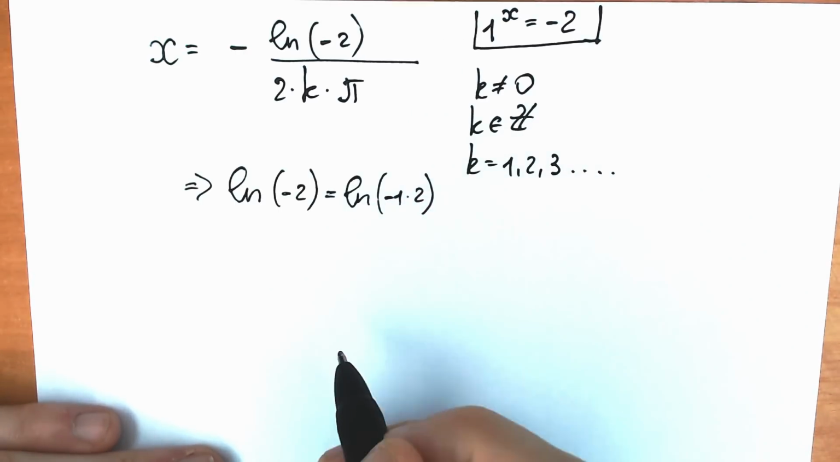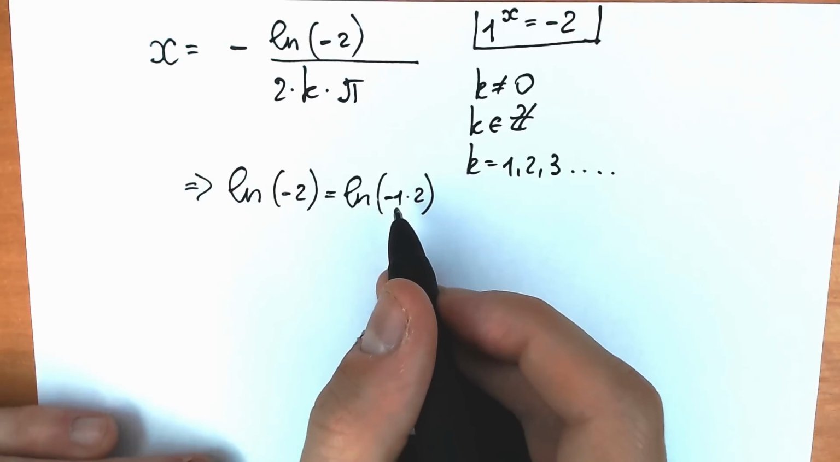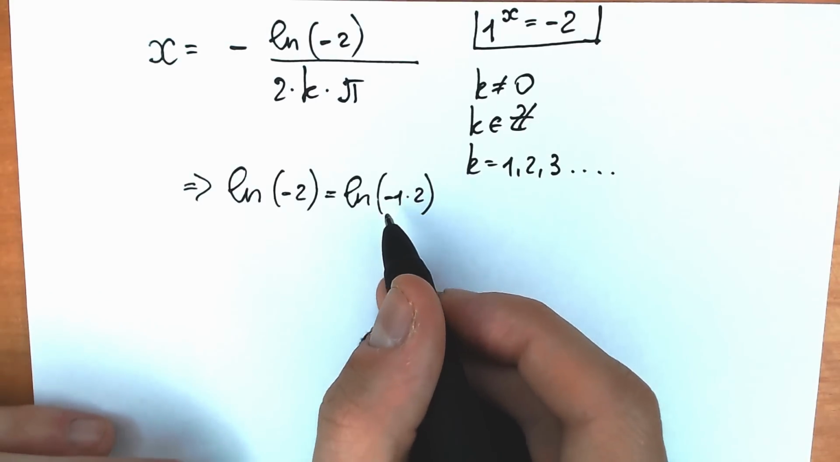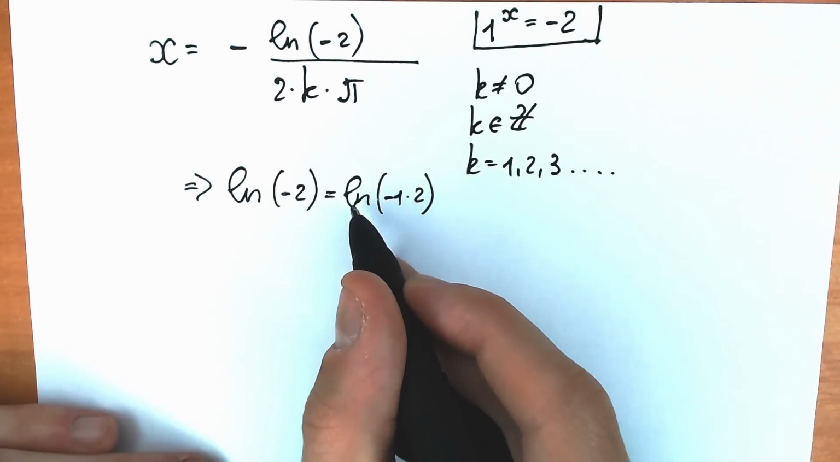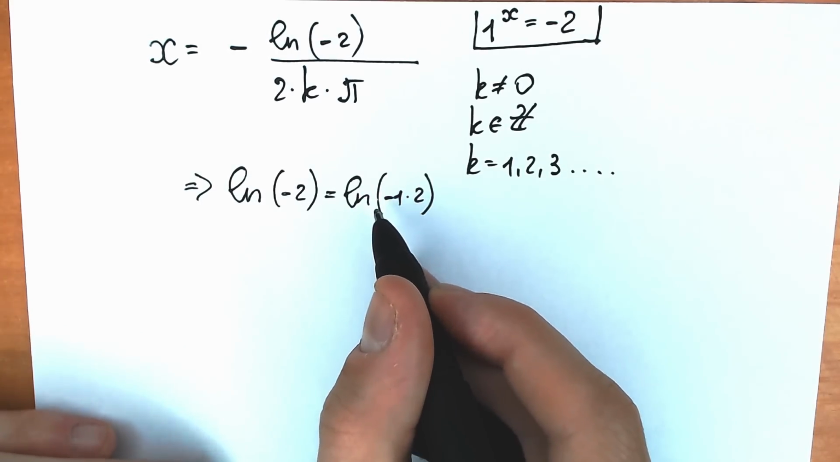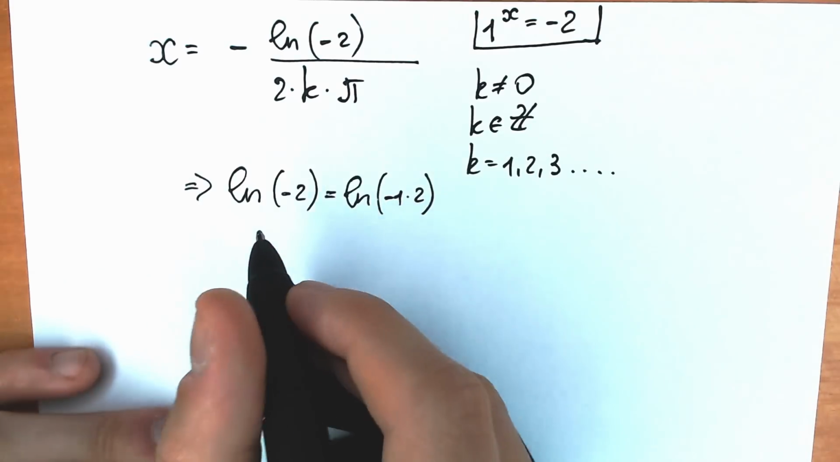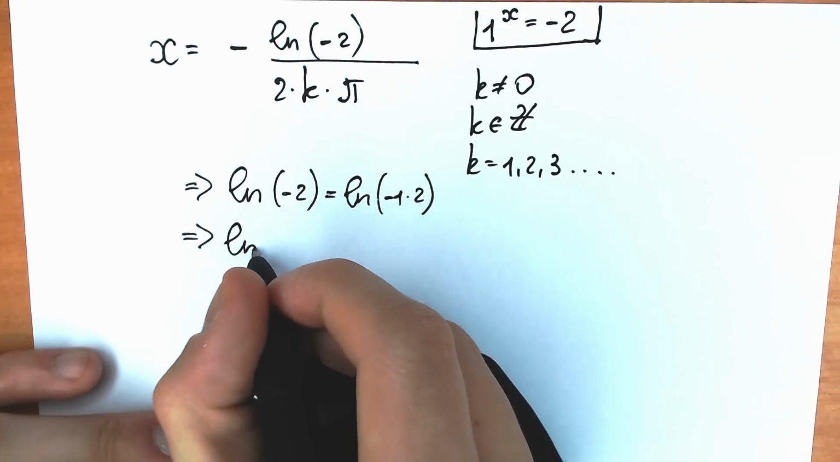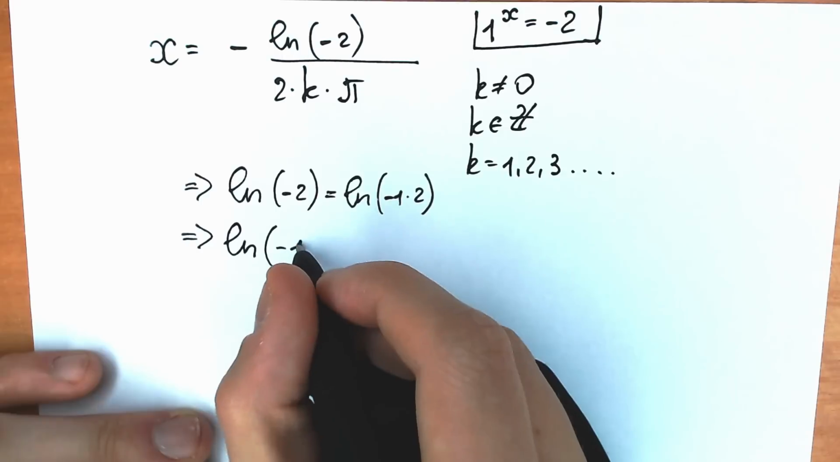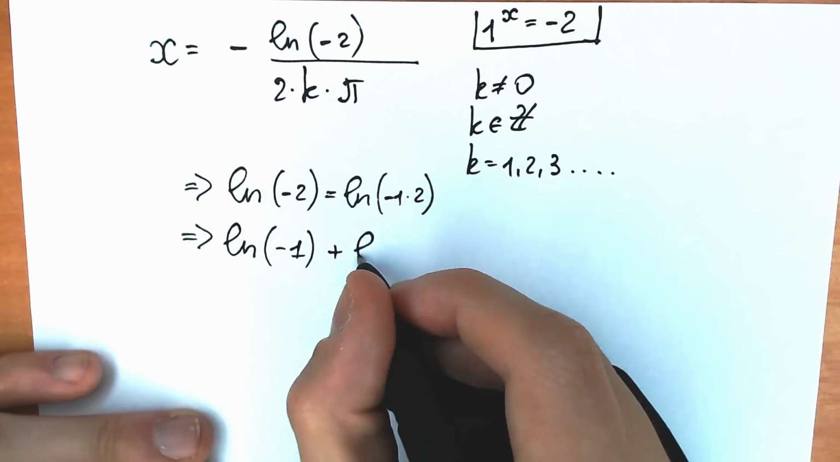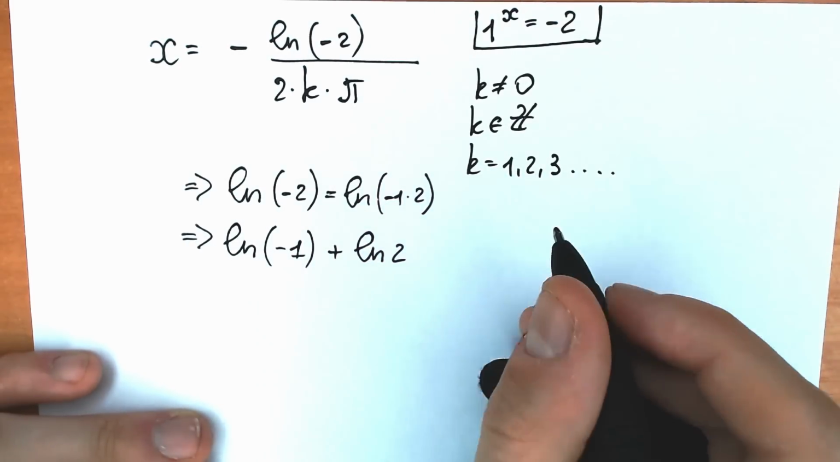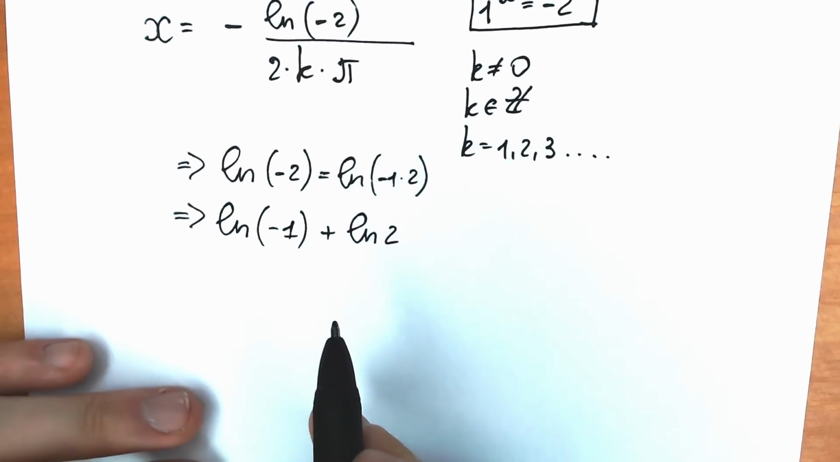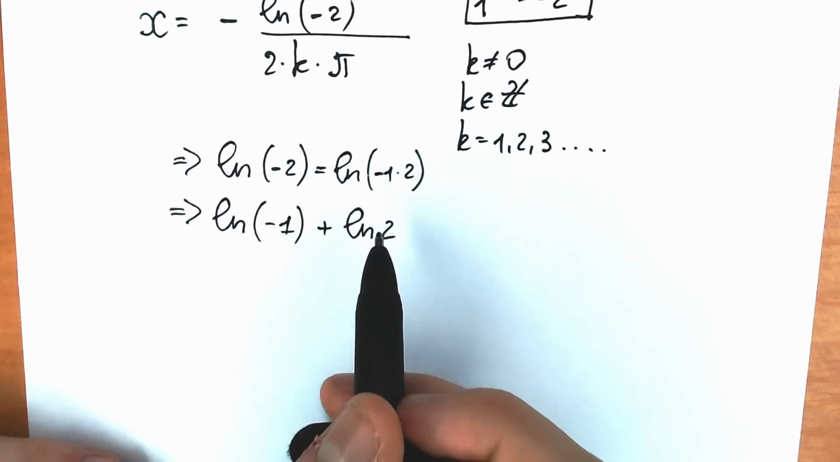Right now we can easily split it, because we have natural log of a multiplication. We can easily split it as a sum of two logs. So let's do this right now. As a result, what do we have? Natural log of -1 plus natural log of 2. Okay, I hope you understand this step. We just split it in terms of basic knowledge.